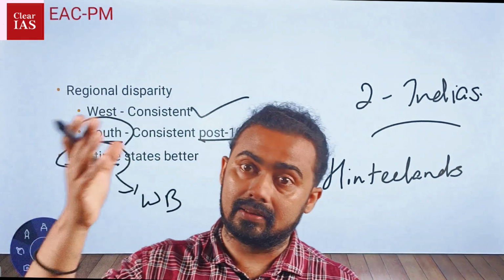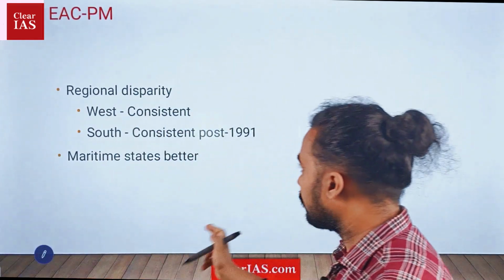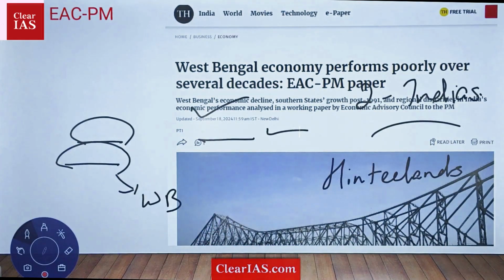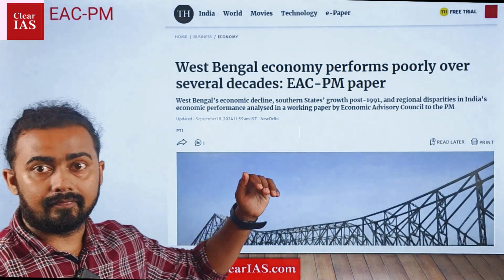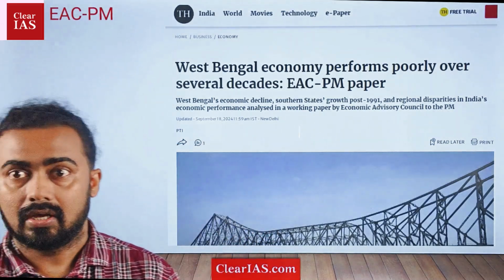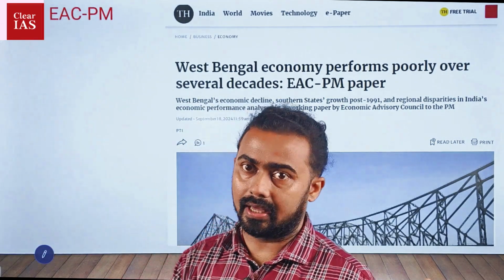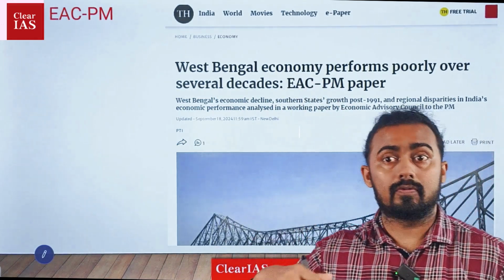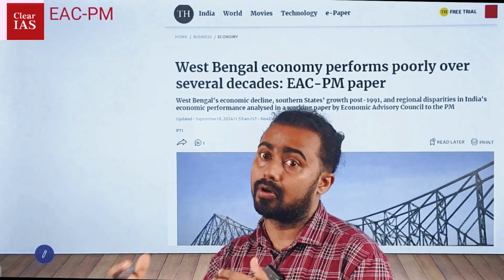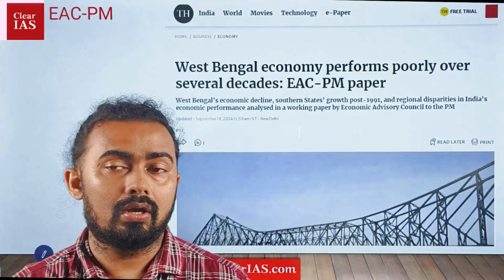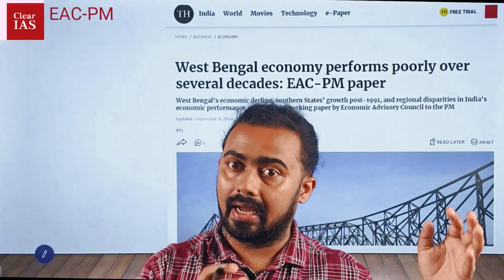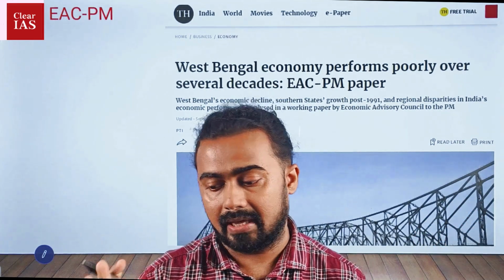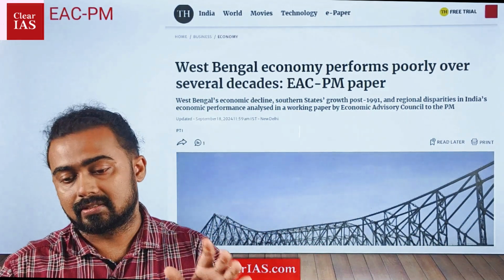West Bengal was actually highlighted in the newspapers also. Even The Hindu newspaper highlighted the point that the West Bengal economy had performed poorly over several decades, while all other maritime states like Kerala, Tamil Nadu, Andhra, Karnataka, Odisha included, were all performing better because of the maritime influence, because they had access to the sea. But West Bengal, even though they had a major port, even though they had major urban cities like Kolkata, even though it was a maritime state, was not performing better. That is what the report suggested.